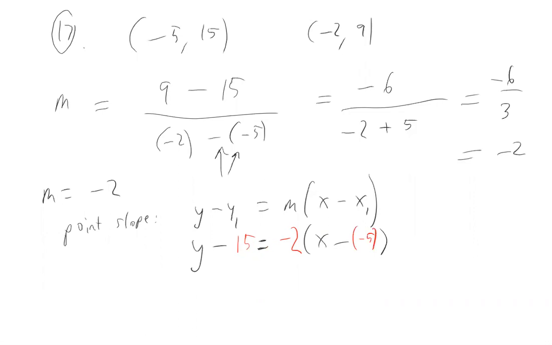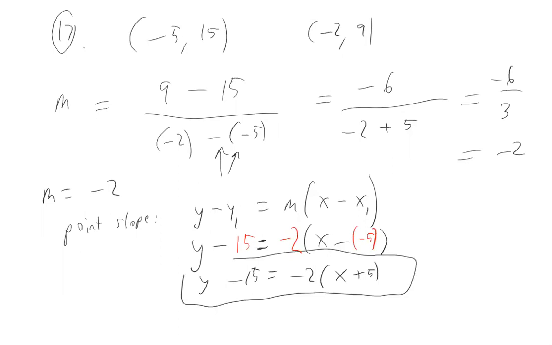Everything that's in red are just the numbers that I plugged in: the y1, the first y value, and the x1, the first x value, and then the m, which is the slope. Now I simplify this, so I get y minus 15 equals -2 times x minus -5, which is really x plus 5. This is your answer to the first part of the problem. You just type in that answer because it asks, what is the point slope form? So that's the point slope form of the line.